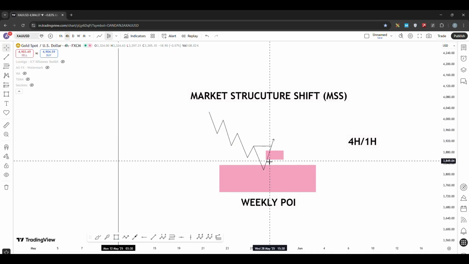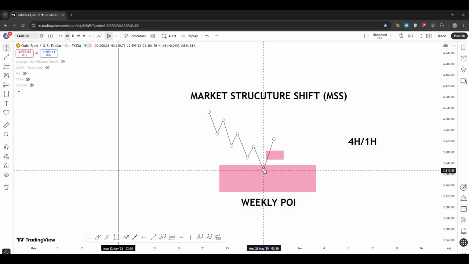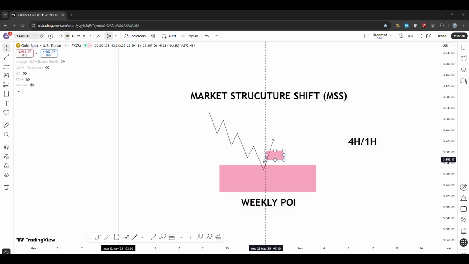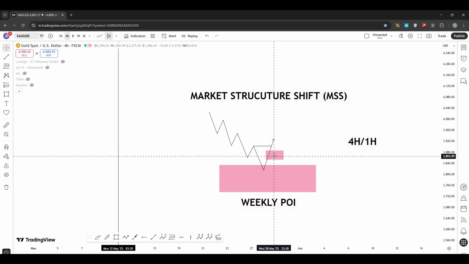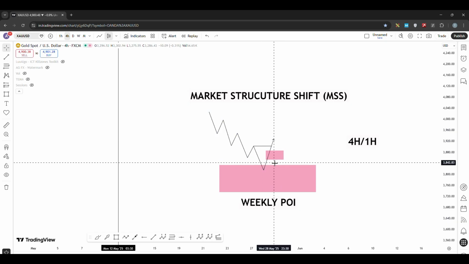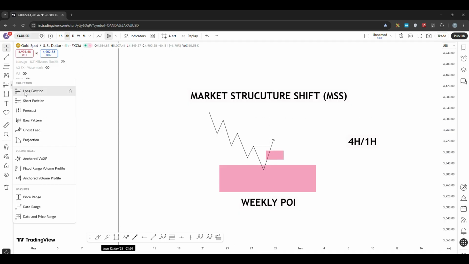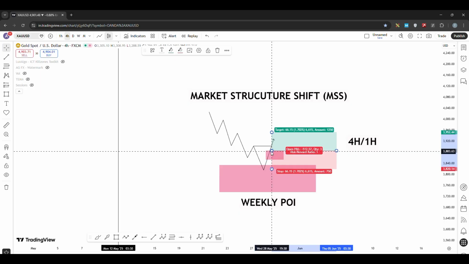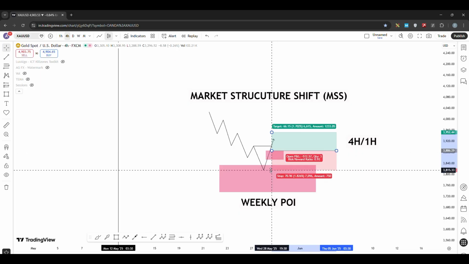If there is no fair value gap which is being created on this leg to the upside along with the market structure shift, then we are not interested to take any entry. But once we have got that fair value gap, then we can enter from the fair value gap. We can use a buy limit order. Stop loss will go below this low.